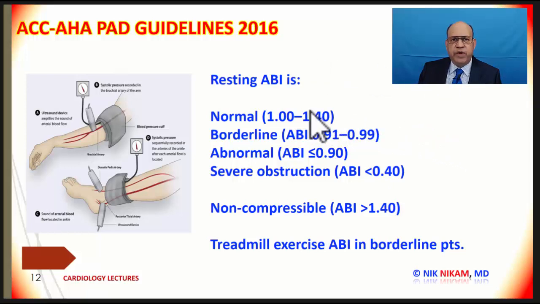One of the simplest ways to look for any evidence of a compromised circulation in the lower extremities is to do an ankle brachial index. Ankle brachial index is simply performed by using a blood pressure cuff and monitoring the systolic blood pressure using a Doppler, recording that in the arm and also at the ankle level.